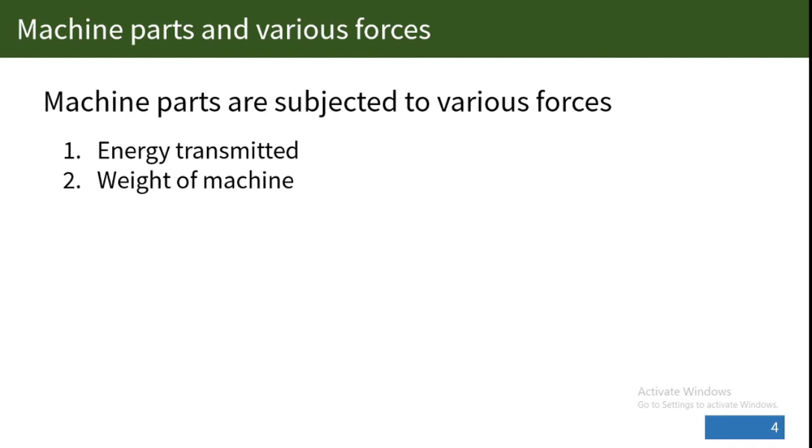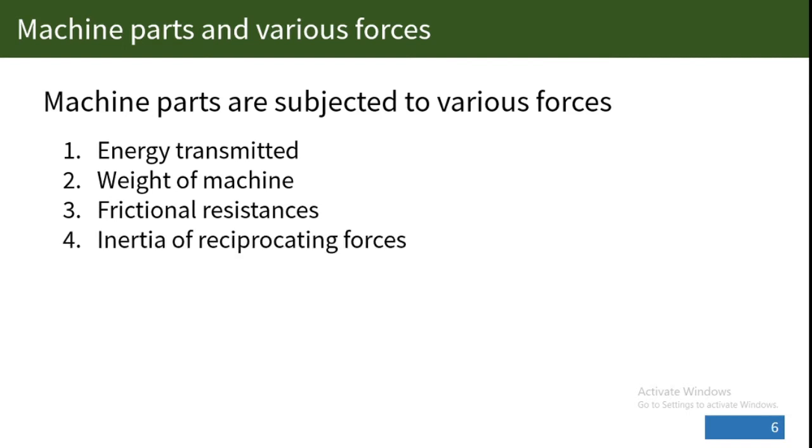Yes, the machine itself exerts loads on the machine parts because of the influence of the gravity, thus the weight of the machine. Next are the frictional resistances. Yes, due to the fact that these machine parts are meshing or in contact with each other, it is expected that there are frictional resistances between these machine elements.